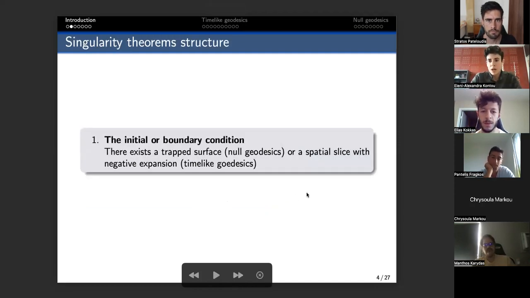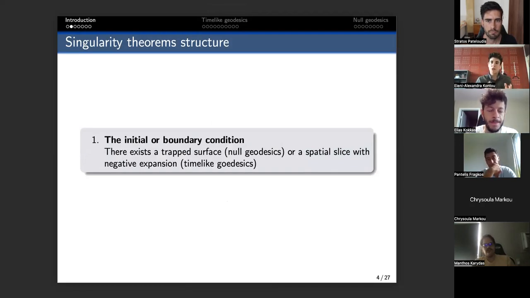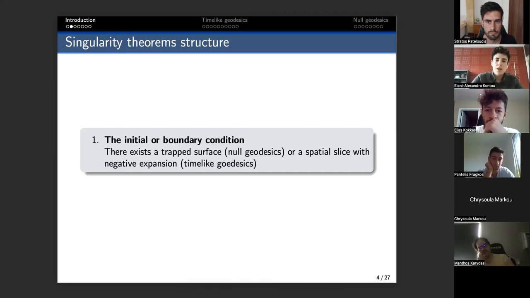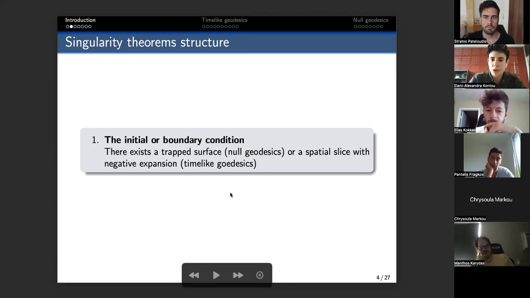Next I will talk about the singularity theorem structure, because pretty much all singularity theorems have a very similar structure from the original theorems of Hawking and Penrose. And this is basically having three conditions. The first is the initial or boundary condition. And this is the existence of a trapped surface, where the null normal expansion is always negative for null geodesics, or a spatial slice with negative expansion for time-like geodesics.